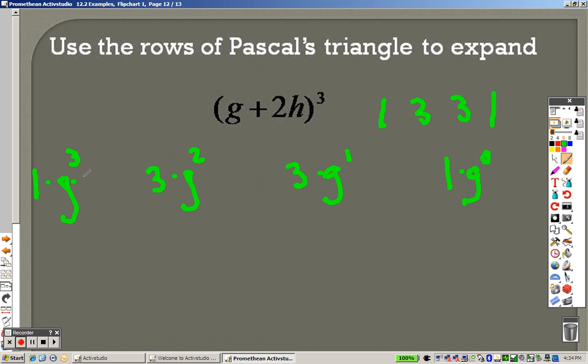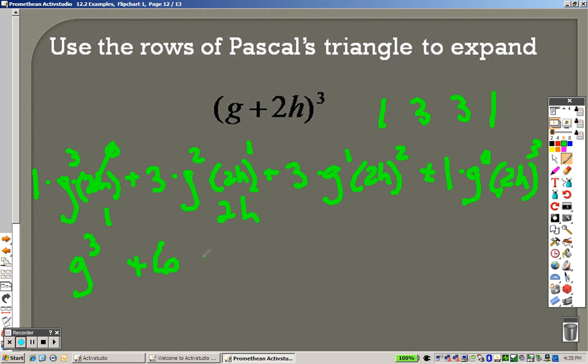Then the whole next item is a 2h, and a 2h, and a 2h, and a 2h, and it starts at 0, then 1, then 2, then 3. And I have addition signs in between everything. So all that to the 0 is like saying 1. So g to the 3rd. And that's like saying 2h, and 3 times 2 is 6. Still have a g squared and an h.